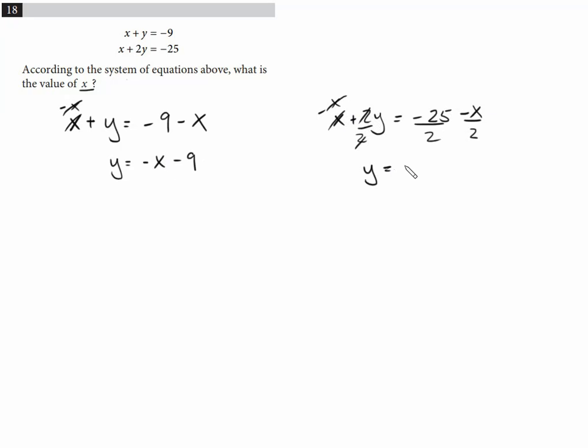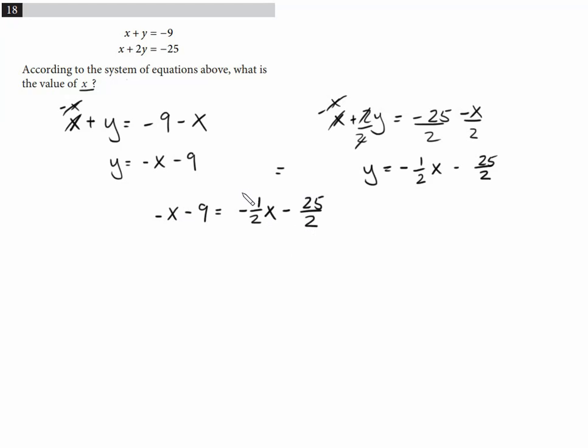And we have y equals -1/2 x minus 25/2. So now we have both sides expressed in terms of y, which means we can set these two equations equal to each other. -x minus 9 equals -1/2 x minus 25/2. And we want to get all the x's on one side, all the numbers on the other side.